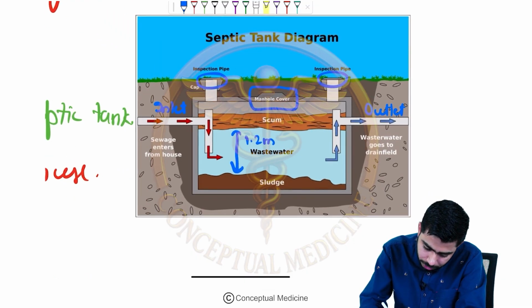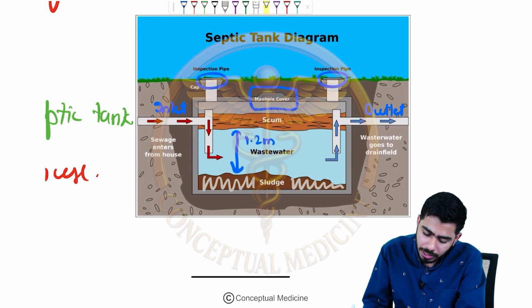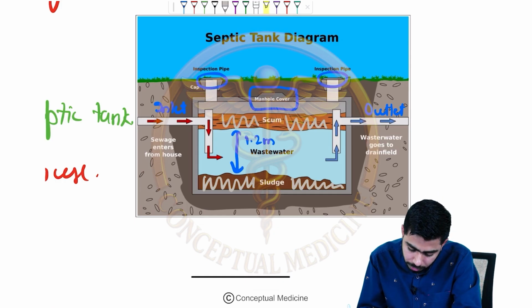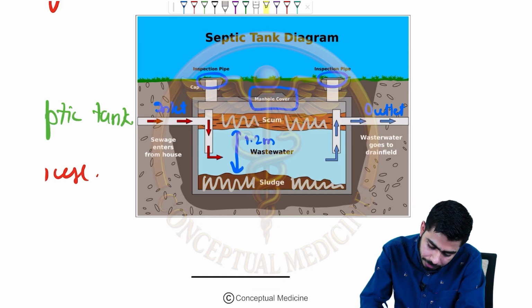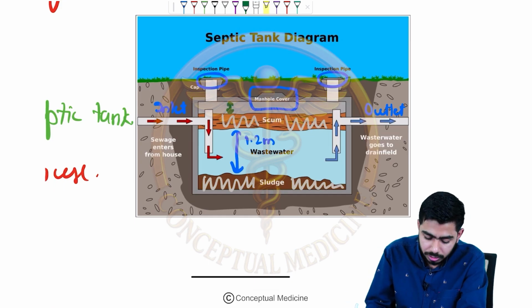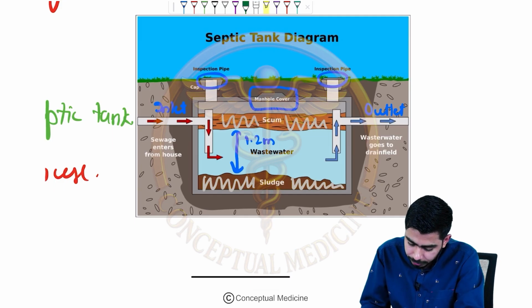Here you can see the sludge is collecting at the bottom of this septic tank, and the scum will be floating over the water, and still there will be some space present between the scum and the cover of it, right? That is also a point you need to remember.